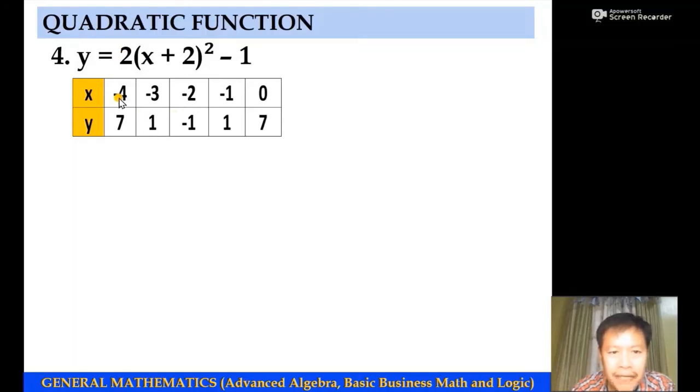If x is equal to -4, -4 plus 2 is -2. -2 times -2, because exponent 2 means multiply it by itself 2 times, is equal to 4. 4 times 2 is 8, minus 1 is 7. -1 plus 2 is 1. 1 raised to 2 is 1. 1 times 2 is 2, minus 1 is 1. If x is equal to 0, 0 plus 2 is 2. 2 raised to 2 is 4. 4 times 2 is 8. 8 minus 1 is 7.